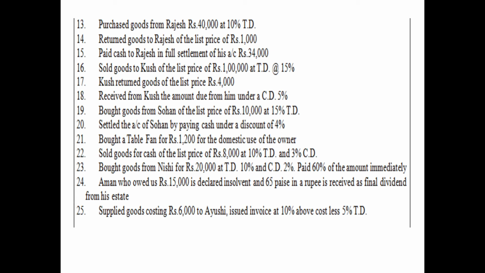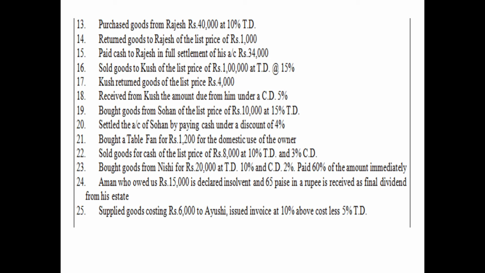Now if you see, in the 13th transaction we purchase goods from Rajesh worth rupees 36,000 after deducting discount. Then out of this 36,000, in the 14th transaction we returned the goods worth rupees 900 after deducting discount. So that means 36,000 minus 900, that means 35,100, which means that Rajesh is our creditor for 35,100, out of which we have paid 34,000 to him, and this is the case of full settlement.